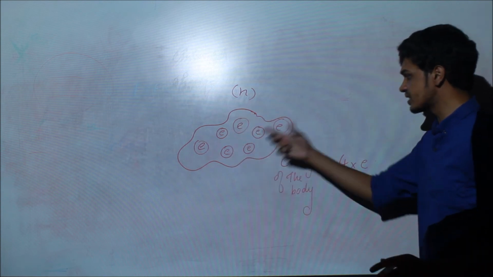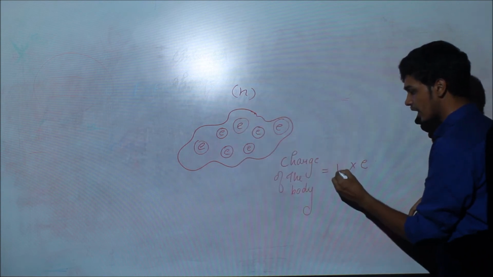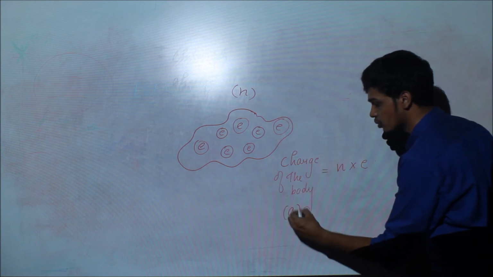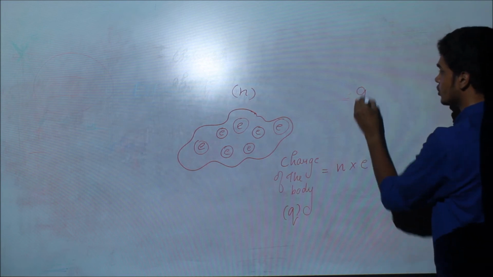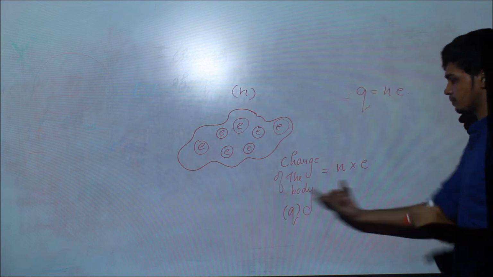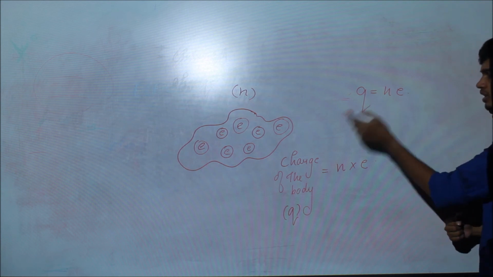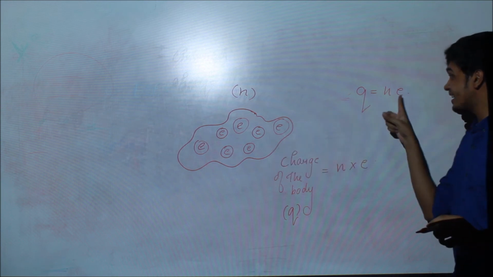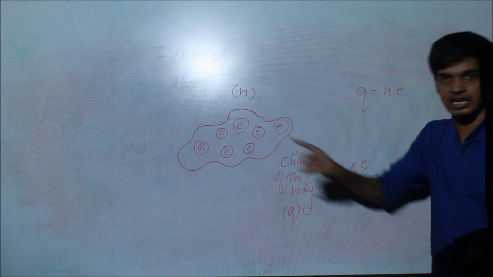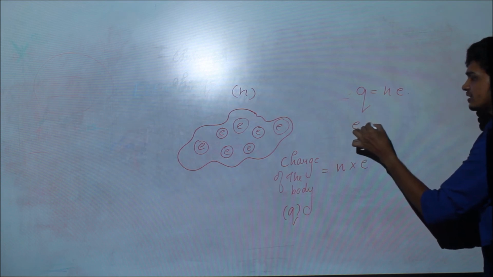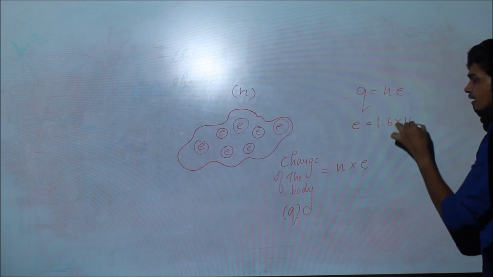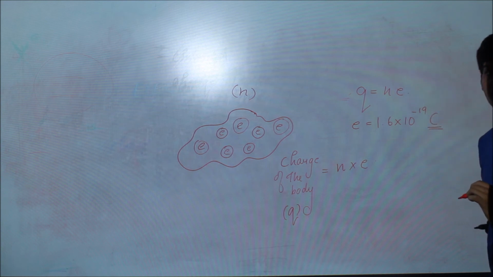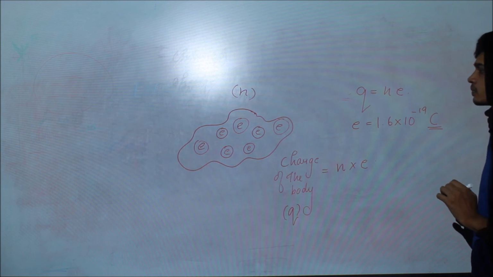Then the total charge in the body would be N into E, and the charge of the body is represented by Q. Hence the formula Q is equal to NE, where Q is the charge of the body as a whole, N is the number of electrons, and E is the charge of a single electron. The value of E is given by 1.6 into 10 raised to minus 19 coulomb. Coulomb is the unit of charge.